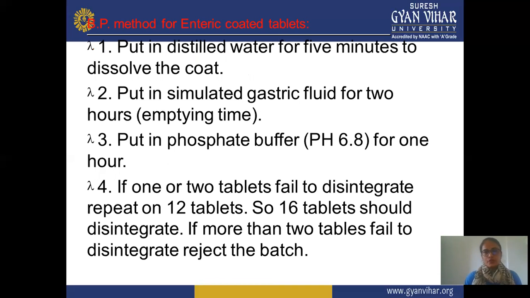BP method for enteric coated tablets. In this British Pharmacopoeia method, put the tablet in distilled water for 5 minutes to dissolve the coat, put it in simulated gastric fluid for 2 hours, and then put it in phosphate buffer, pH 6.8, for 1 hour. If 2 tablets fail to disintegrate, repeat this test with 12 more tablets, and a total of 16 tablets should disintegrate. Means the acceptance criteria for all types of tablets, according to USP and BP, is the same. Out of 18 tablets, at least 16 tablets should disintegrate within the time required.